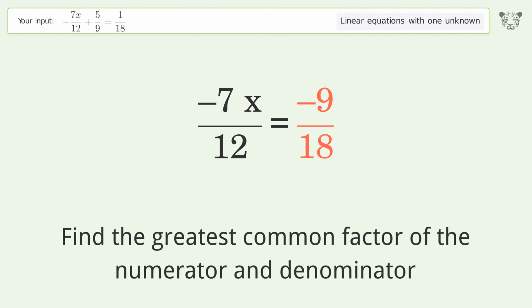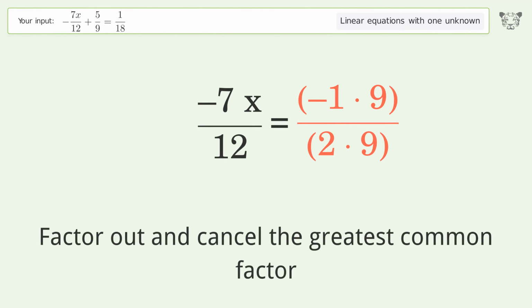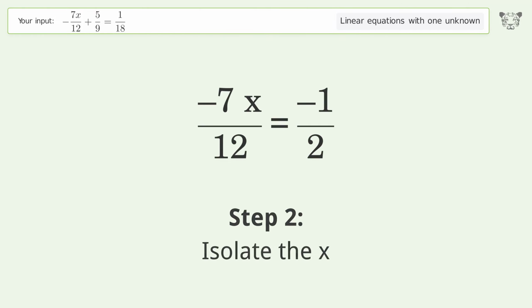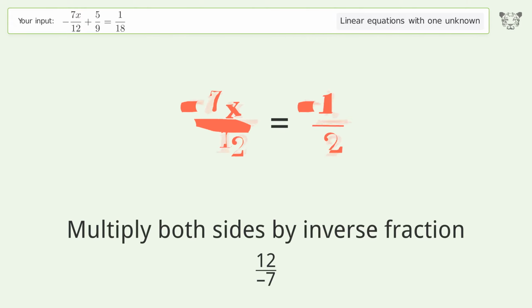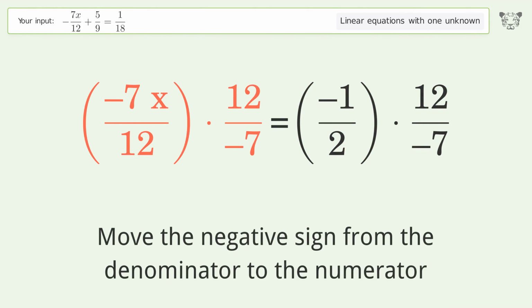Find the greatest common factor of the numerator and denominator. Factor out and cancel the greatest common factor. Isolate the x. Multiply both sides by inverse fraction 12/7. Move the negative sign from the denominator to the numerator.